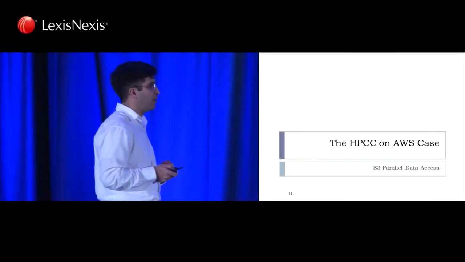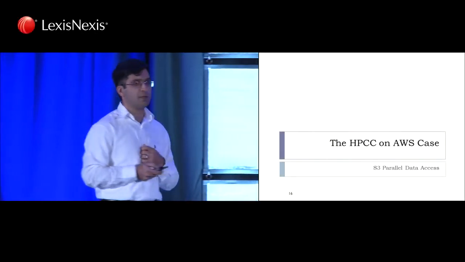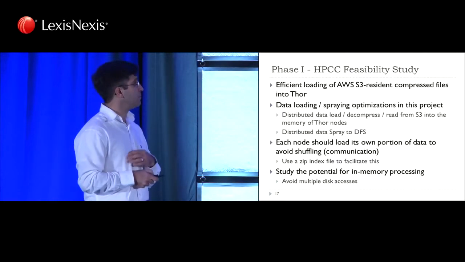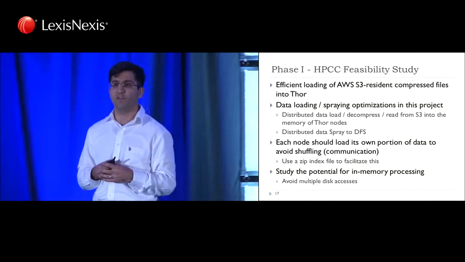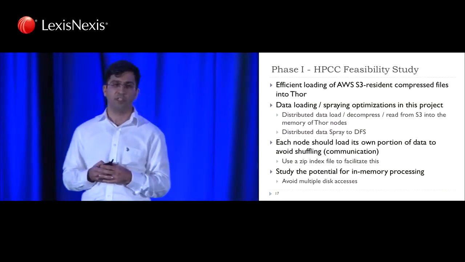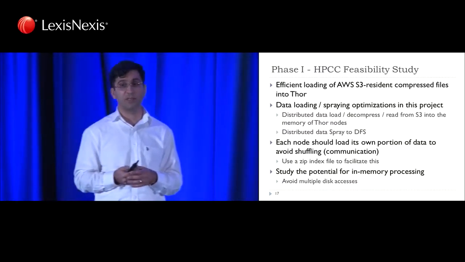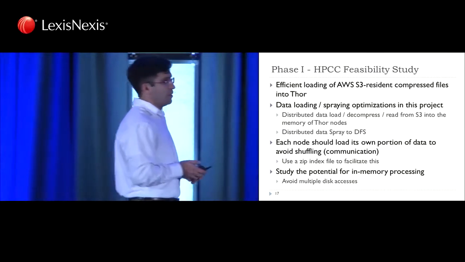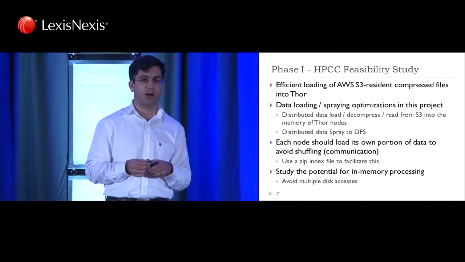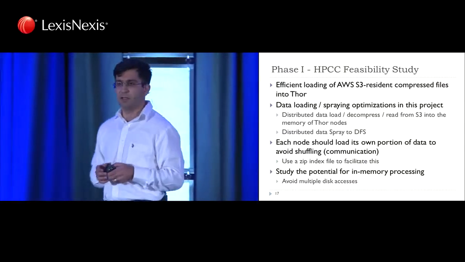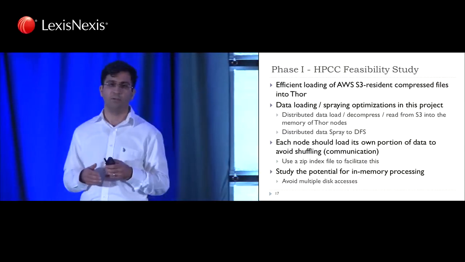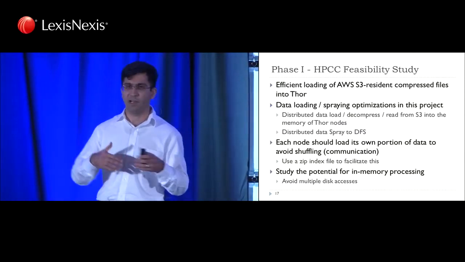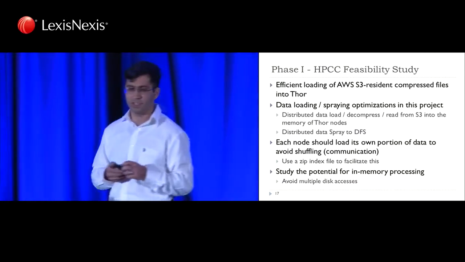And for the particular case on the HPCC on Amazon Web Services, we are trying to do efficient loading of the data that are residing on a simple storage system, or S3, on AWS. Particularly, the files that we're targeting are compressed files that include multiple XML records in them, or multiple XML files, each file including thousands of records.